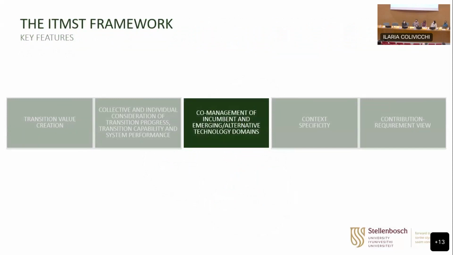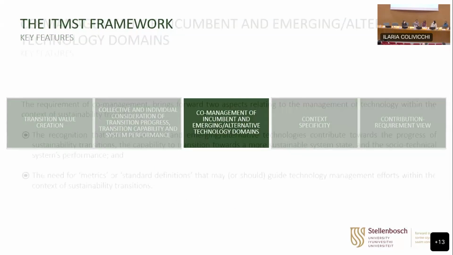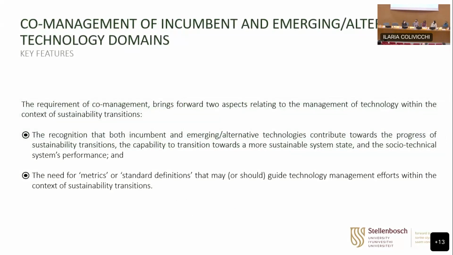Then there is the co-management of your emerging technology and your incumbent technology, managing those together. If you think about how we typically manage technology and how it is portrayed in literature, we have management techniques for our existing systems, and we have a lot of approaches for emerging technologies, your niches. But there is no approach that says we need to combine the management of our incumbent systems and our emerging systems, which is what we need for transitions: to actually manage them together.